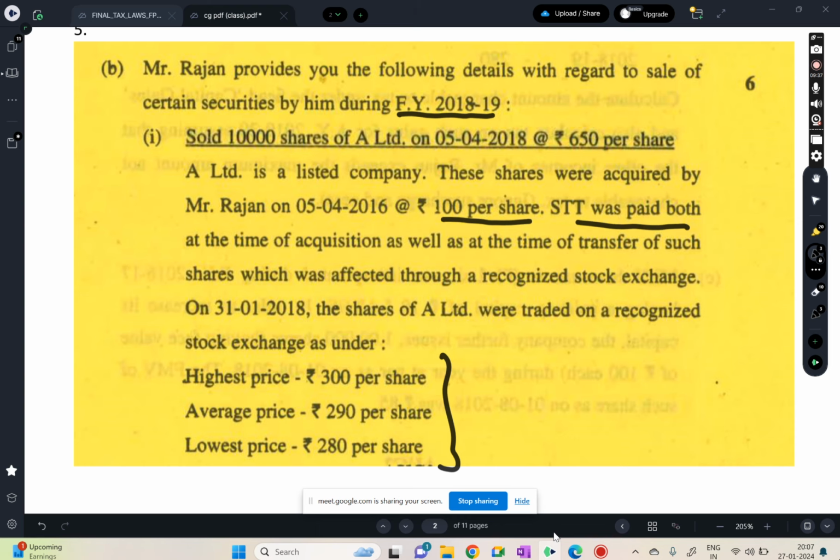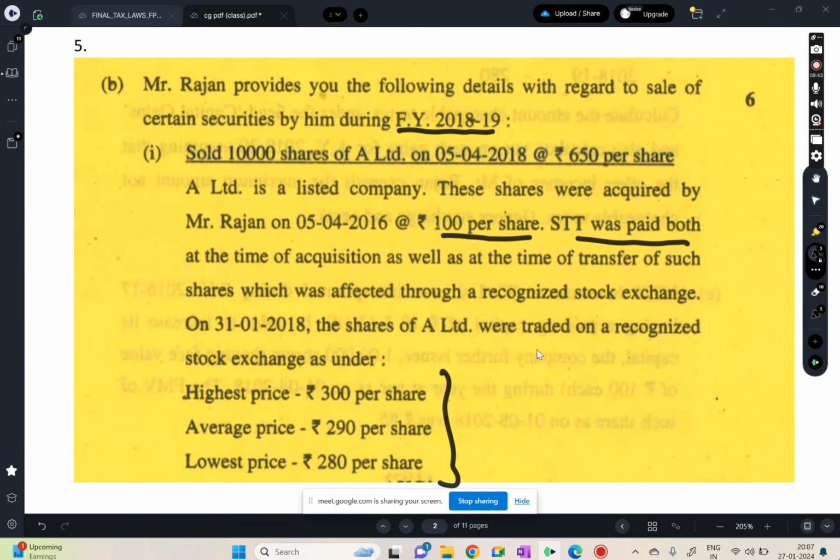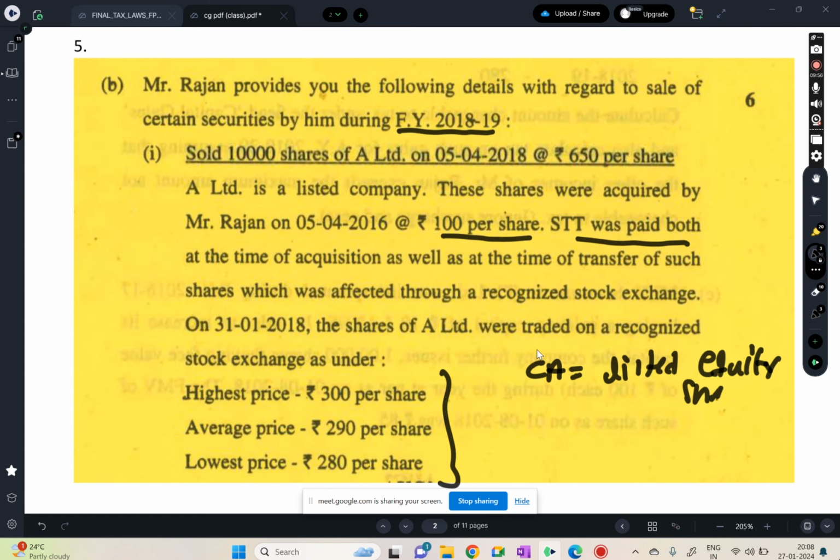Now, this is the first one, and then again the second category is something else. Now let's deal with the first one. Again, the capital asset which we are dealing with is listed equity shares. Then we have to discuss the period of holding. When did we buy this?